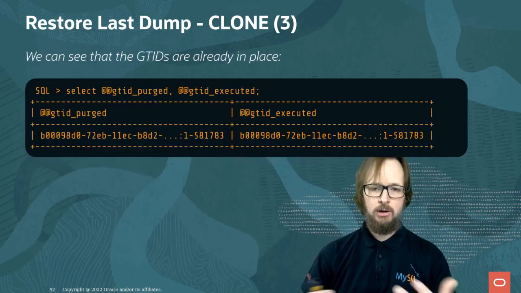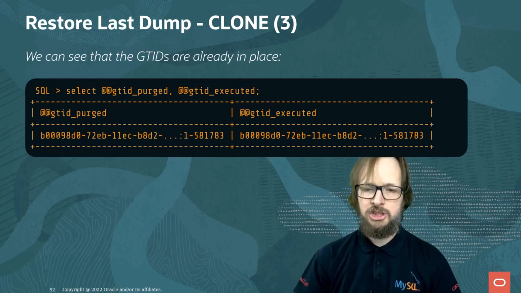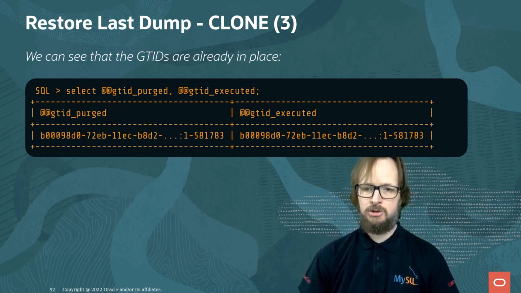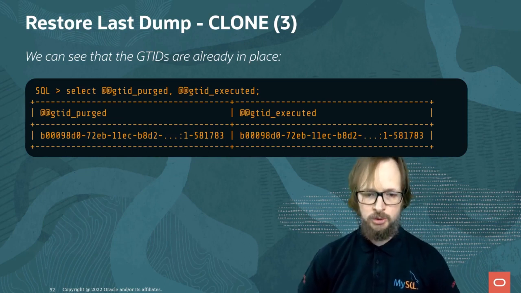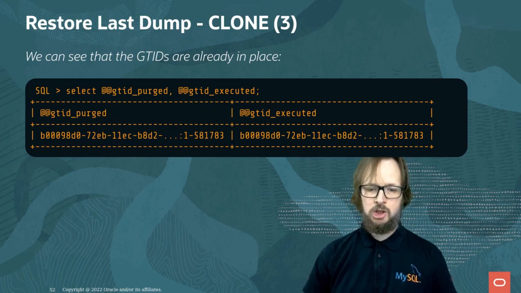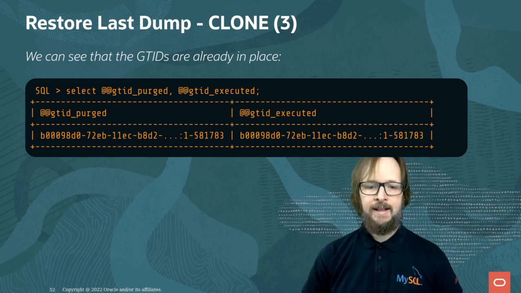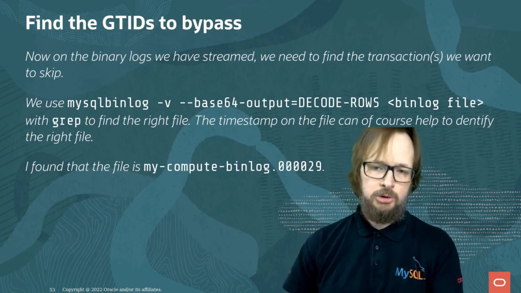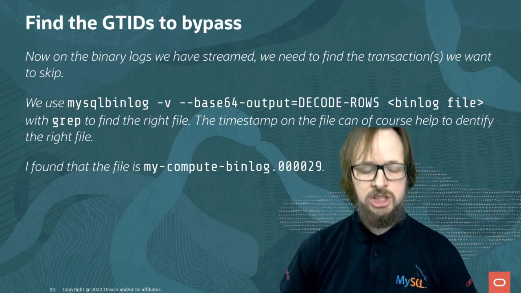And we can see that all the GTID are already in place. This is the GTID set of the restored data. It's automatically using clone. As you can see, clone is very easy also to do that. And so now we have restored the data using dump or using clone, and the dump utility from the shell, I mean. And now what we need to do is to find the GTID to bypass.